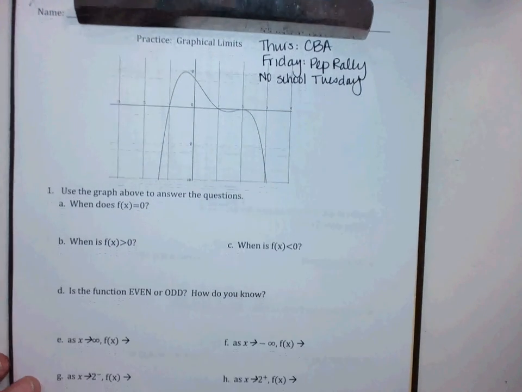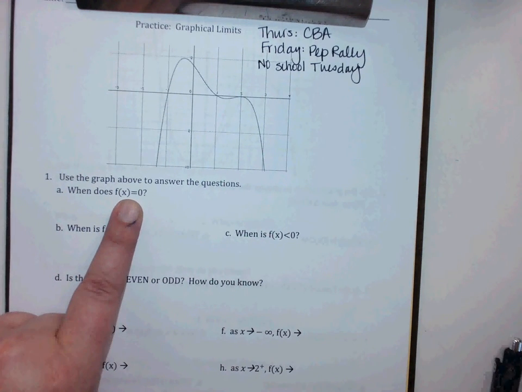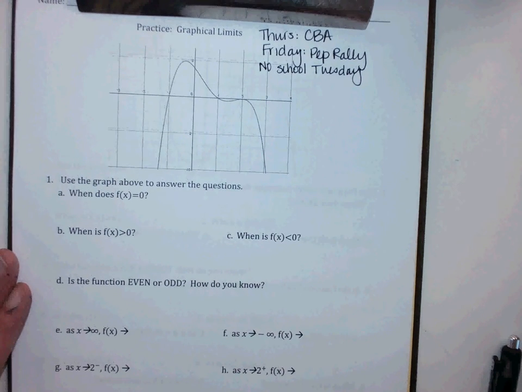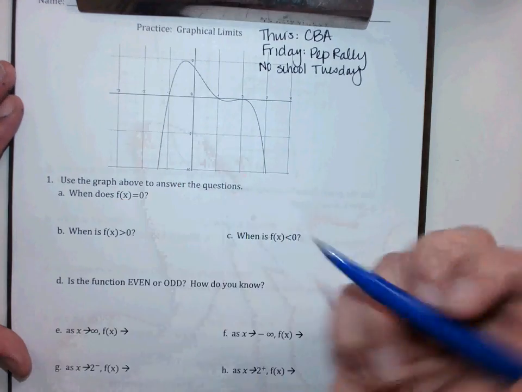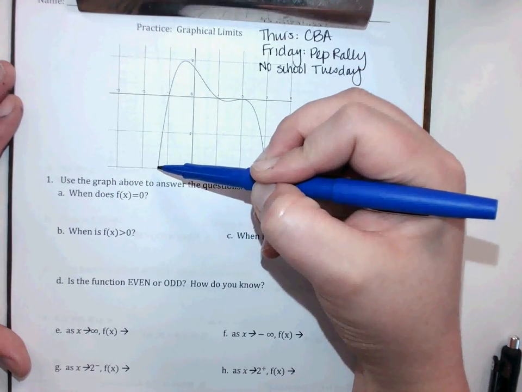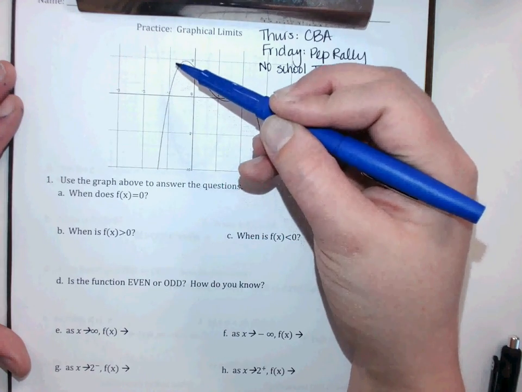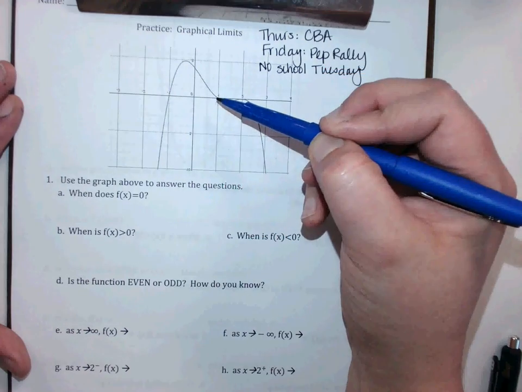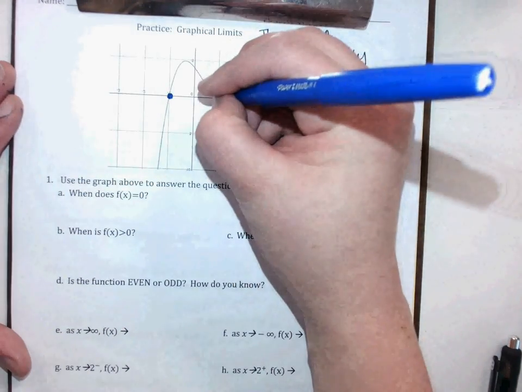So look at it first. When is f of x equal to 0? Look at the graph. What does equal to 0 mean? Where should I be if I'm looking for equal to 0? Okay, so look at your graph. Am I equal to 0 down here? When? Here? Yes. Then here? No. Till when? Here? And then here. So put dots on your zeros.